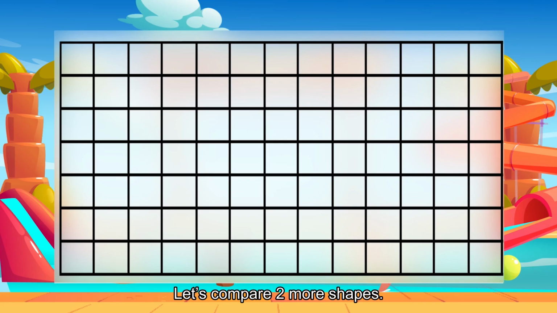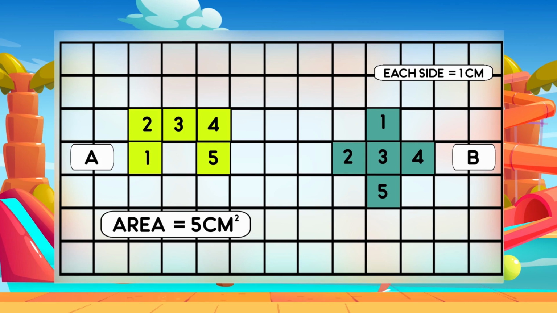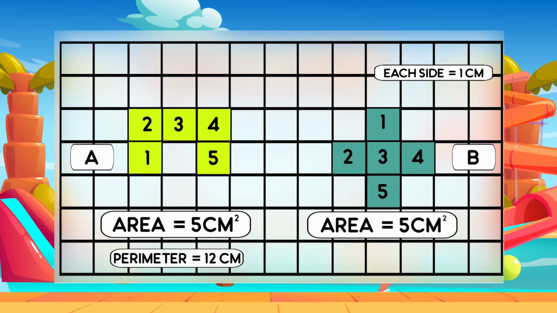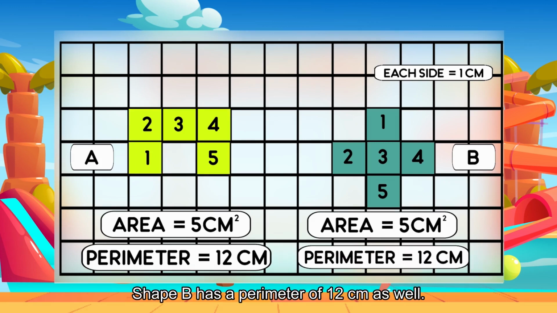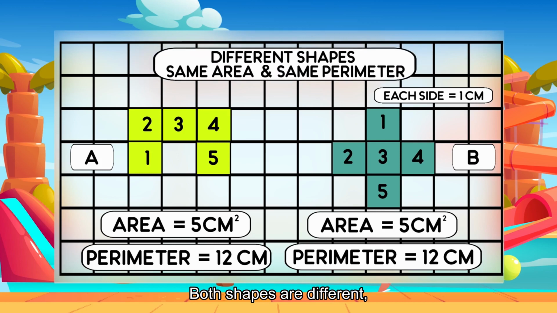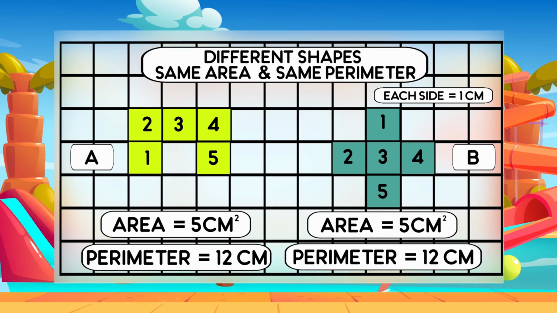Let's compare two more shapes. Shape A has an area of 5 square centimeters. Shape B also has an area of 5 square centimeters. Shape A has a perimeter of 12 centimeters. Shape B has a perimeter of 12 centimeters as well. Both shapes are different, but they have the same area and the same perimeter.